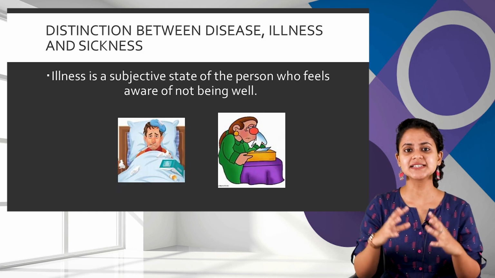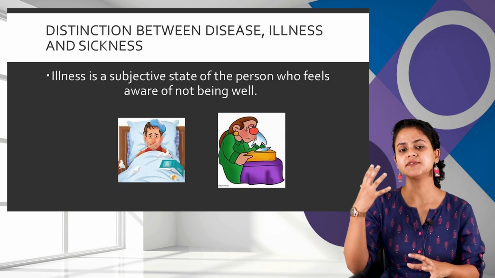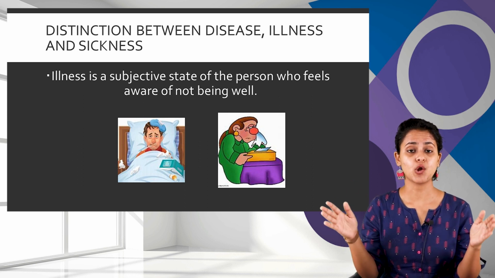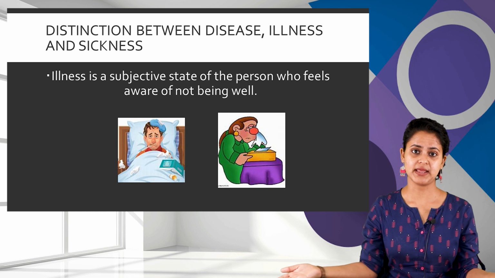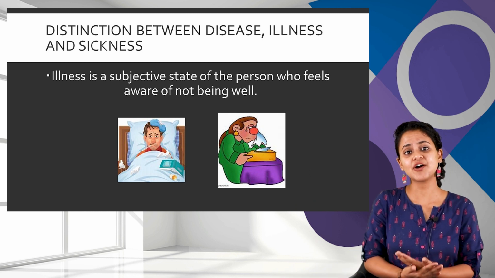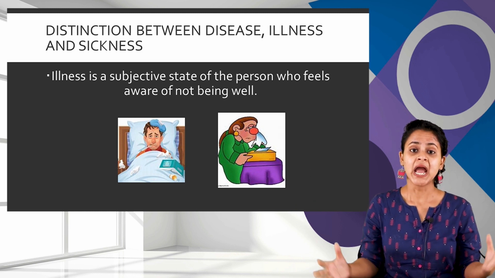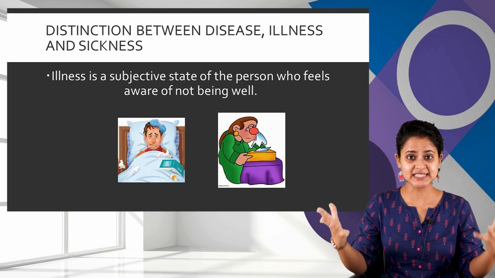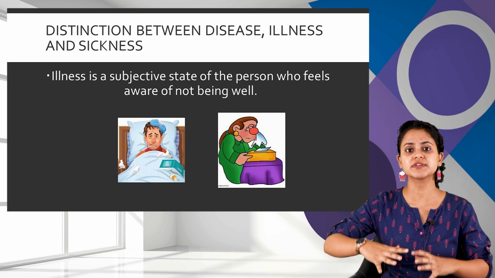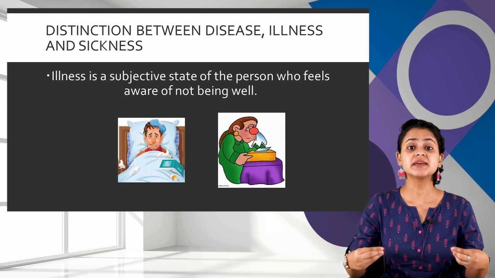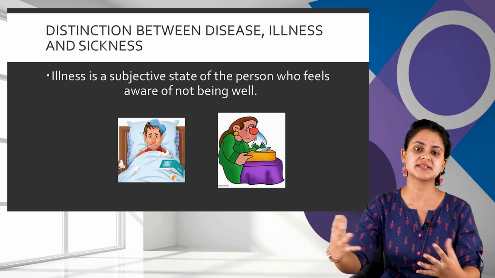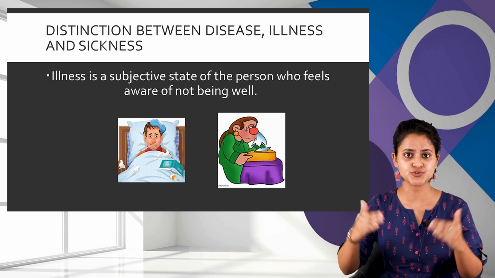Whereas illness is basically a subjective state of a person who feels aware of not being well. So basically it is a feeling of an individual. Now, as we are going to say, if a person has a very severe disease, maybe their concept or their behavior towards the disease will be different compared to others.